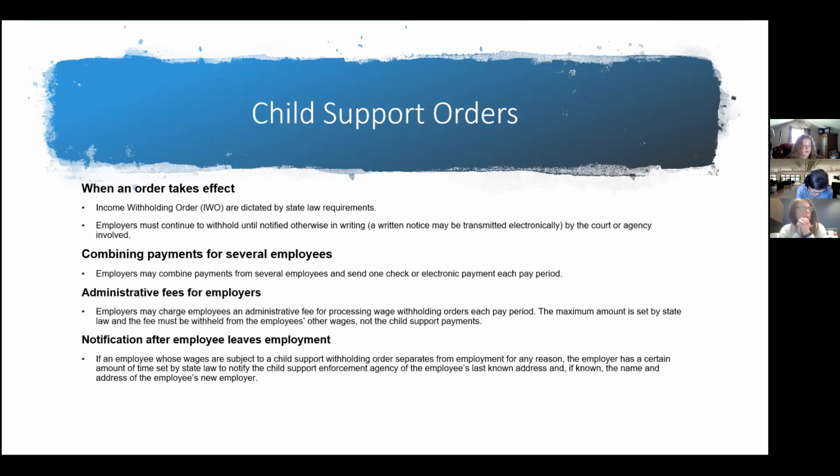Combining payments for several employees. Employers may combine payments from several employees and send one check or electronic payment each pay period. So you can put them all on one check or payment. Administrative fees for employers. Employers may charge employees an administrative fee for processing wage withholding orders each pay period. The maximum amount is set by the state, and the fee must be withheld from the employee's other wages, not from the child support payments. I think in Colorado, it's $5 per month, not per order, per month.